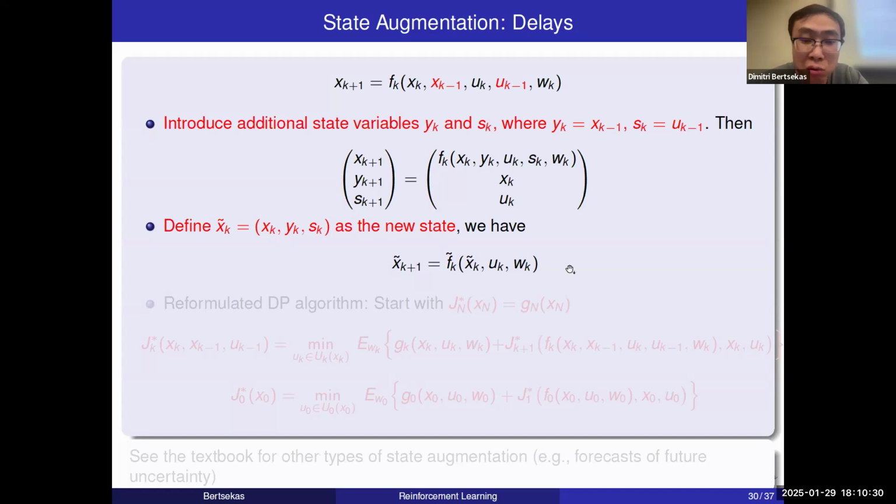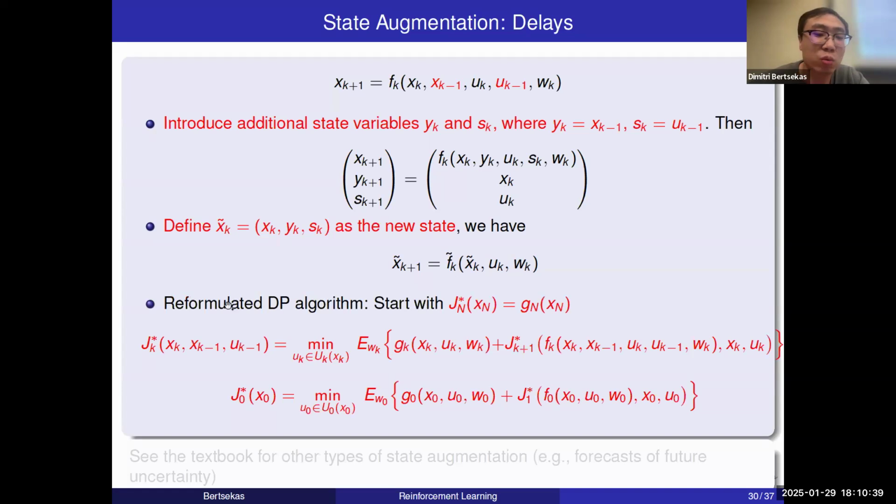And now this new system equation looks a lot like our standard formulation, right? And then for the reformulated problem, we can use the dynamic programming algorithm starting from the terminal state and operate on the augmented states. So here this thing is going to become fk tilde with xk tilde, uk, and wk, right?